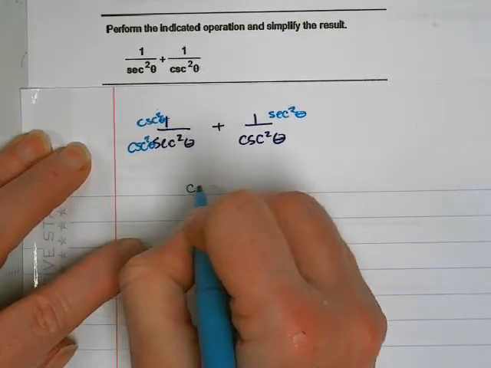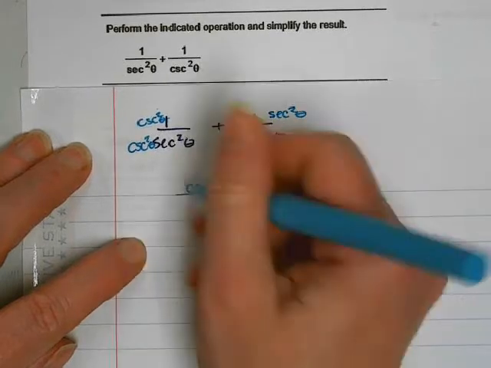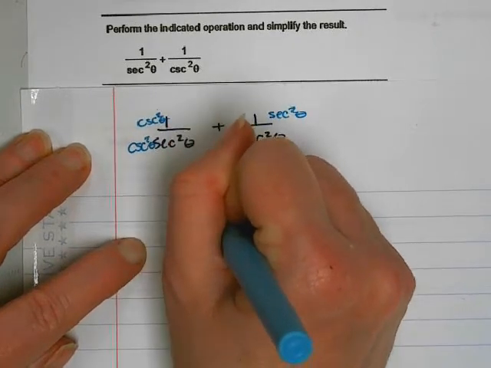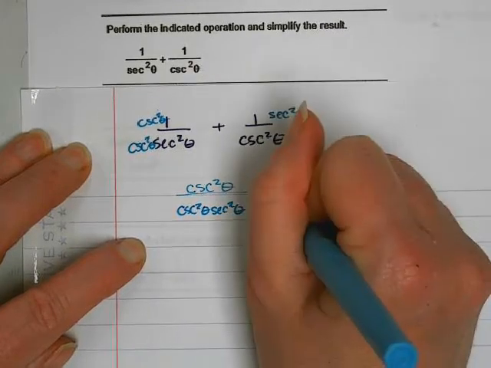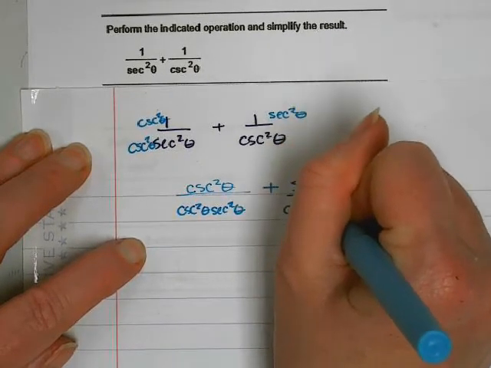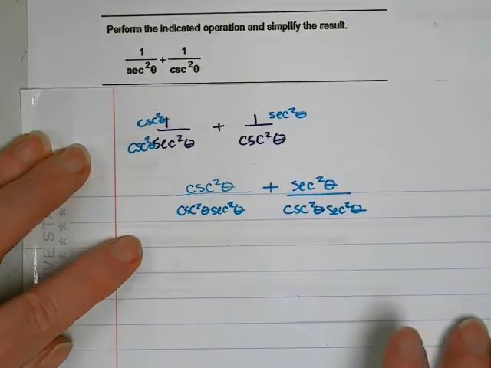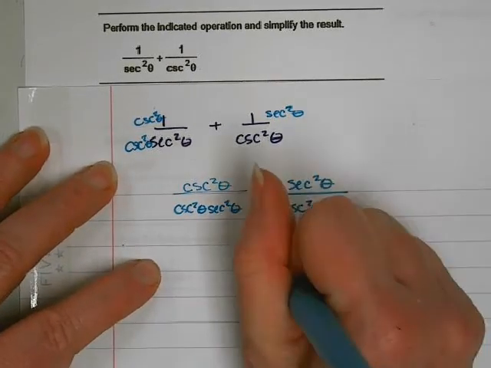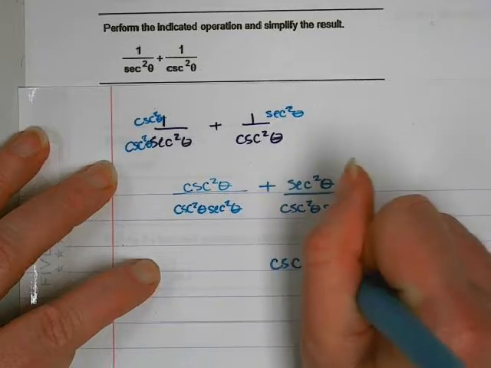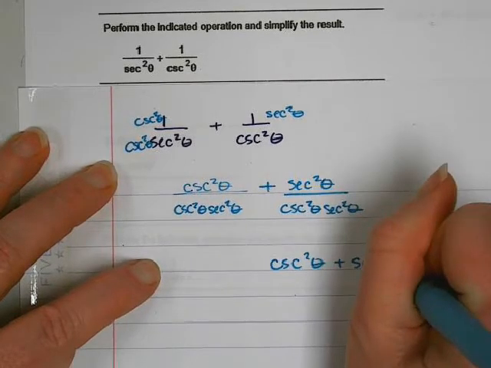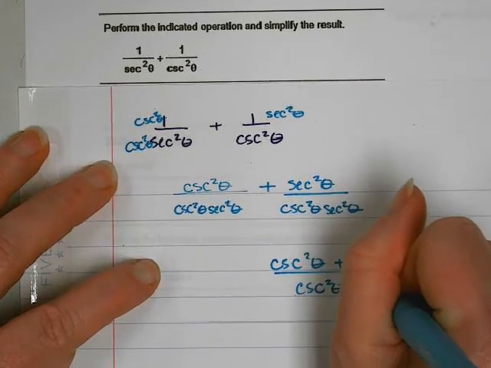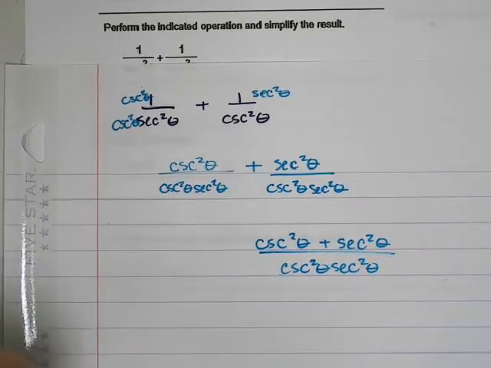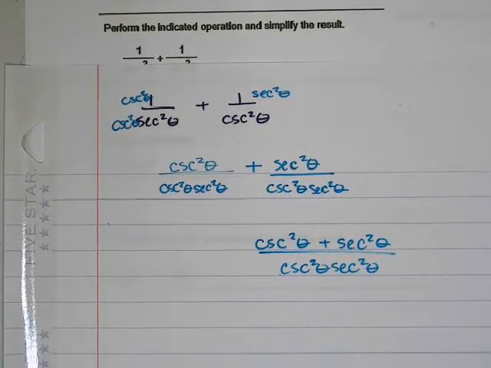So that means I have cosecant squared theta over the common denominator, cosecant squared theta, secant squared theta, plus secant squared theta. Add across the top, and that gives me cosecant squared theta plus secant squared theta over cosecant squared theta, secant squared theta. That's a mess. Now, are we going to keep switch flip? We can.